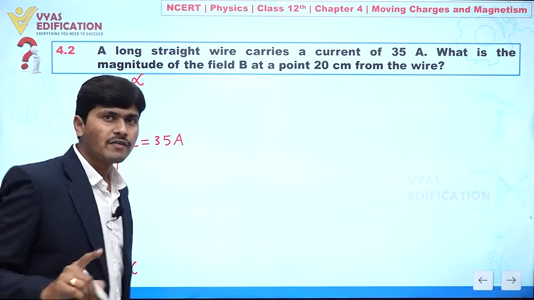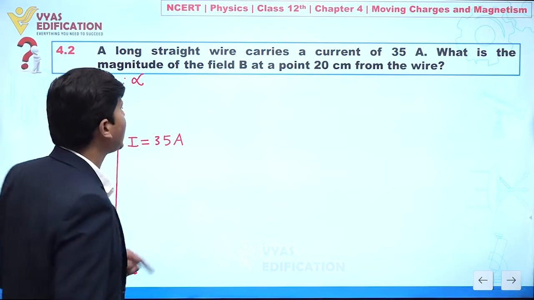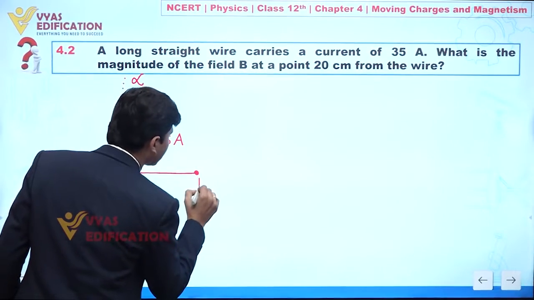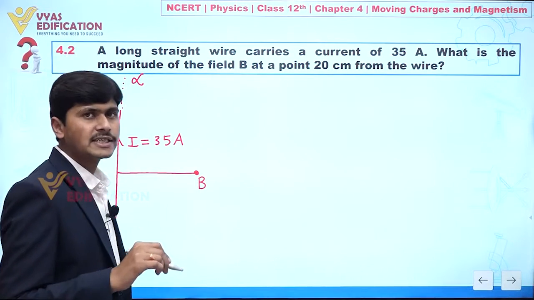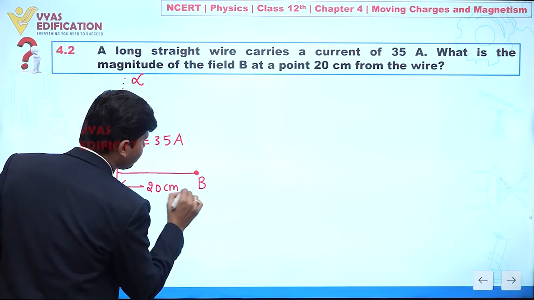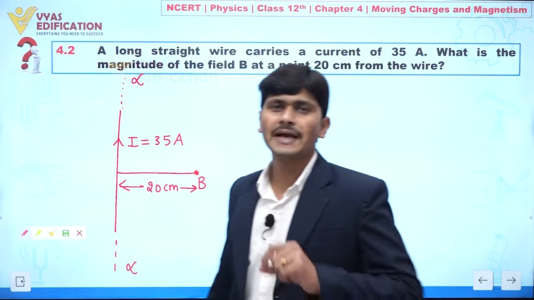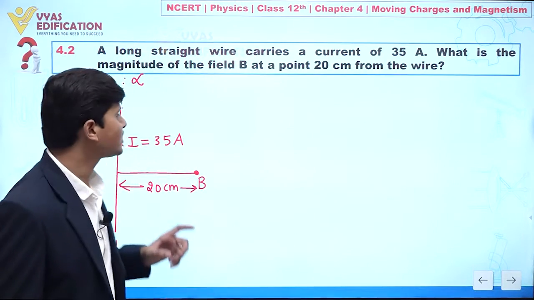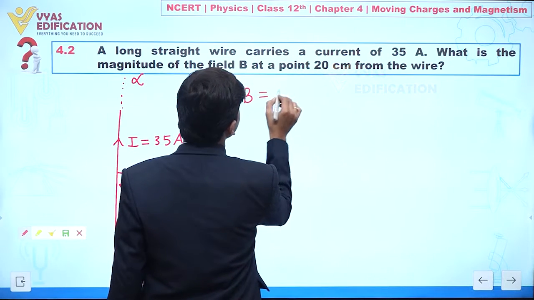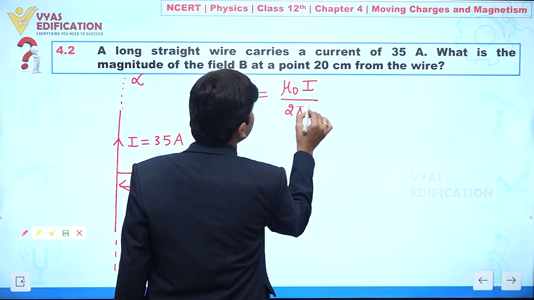Now our objective in this question is to calculate the magnitude of the magnetic field at B. So let's suppose we want to find the magnetic field at this point B, that is at 20 centimeter from the wire. Now dear student, do you know what is the formula of magnetic field due to a long straight current carrying wire? It is given by B equal to mu naught I upon 2 pi r.